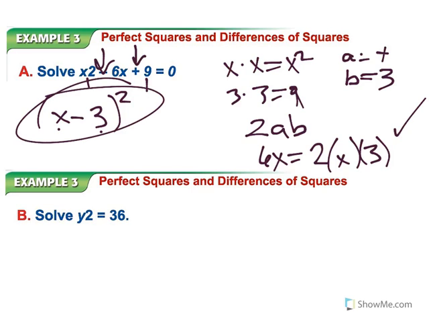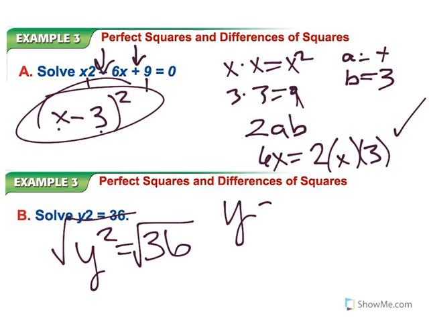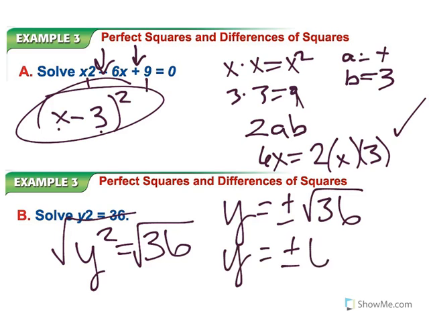B says solve y squared equals 36. This is the case where all you have to do is square root both sides. And anytime you square root, you have to put plus or minus in front of the square root of 36. So that means y is equal to plus or minus 6.